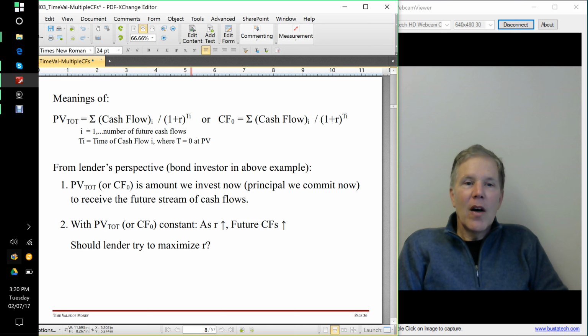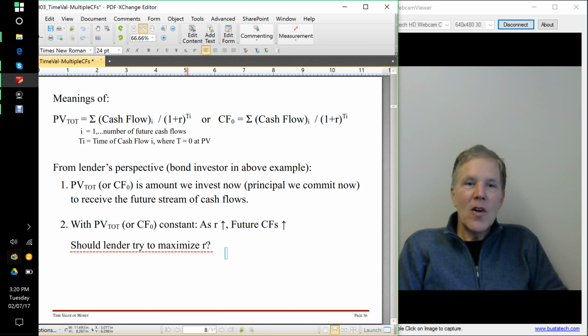And on the other hand, if we have PV total or CF0 held constant, as our interest rate increases, our future cash flows go up. So that sort of begs the question from a lender's point of view, should we try to maximize our interest rate? Well, that's going to be a complicated question that we will discuss more in person.